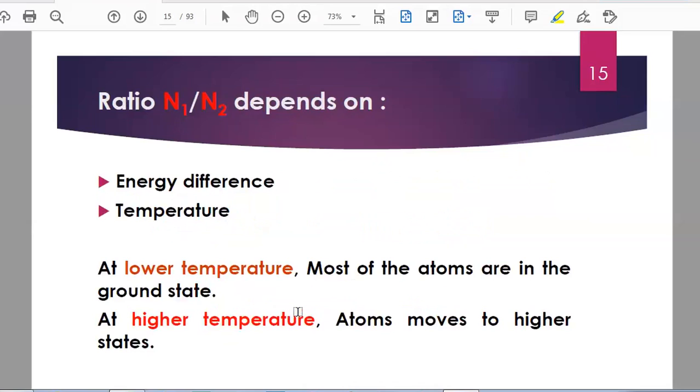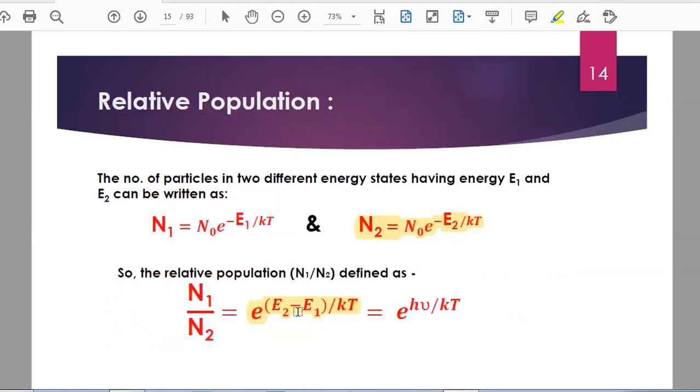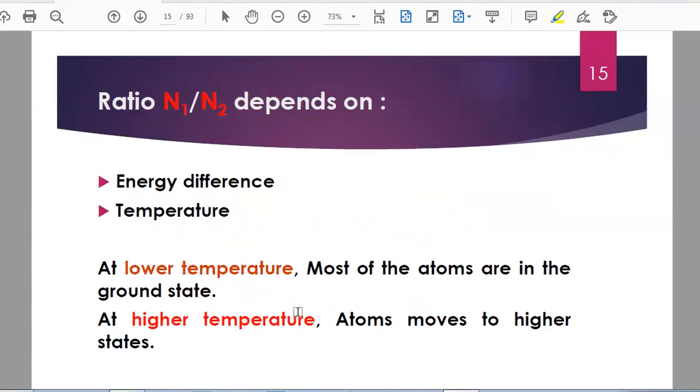We need to discuss again what the meaning of n1 by n2 is. We have taken out the relative numbers. We have found n1 by n2, or you may find n2 by n1 also. But what is the meaning of finding it out? What is the purpose of n1 by n2 or n2 by n1? So let's look at it. It provides many details. Look at this particular ratio n1 by n2, which depends on which parameter.